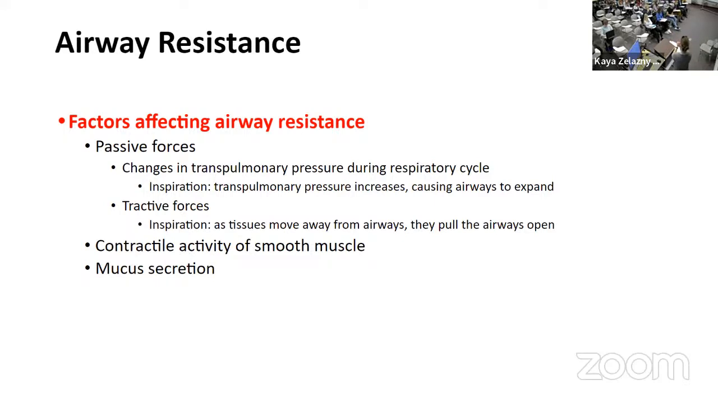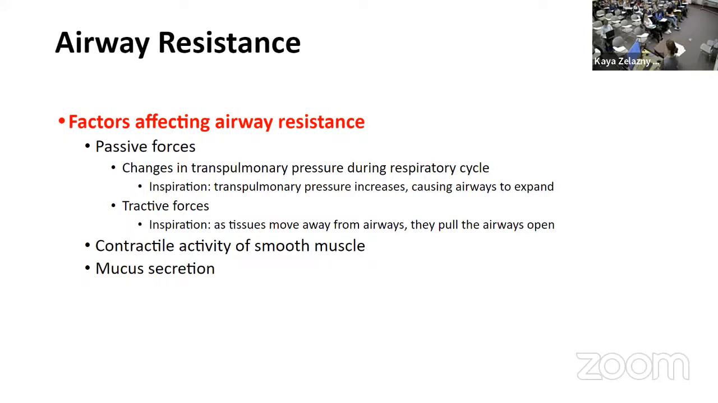If you think about the bronchioles traveling through that tissue, as we have changes in transpulmonary pressure, when it increases, it's making the lung bigger, expanding it. And the opposite would be true as well. When it decreases, the lung is collapsing back down. There are also tractive forces. Think traction, like pulling. Tractive forces are just forces of tissue essentially pulling on your airways.